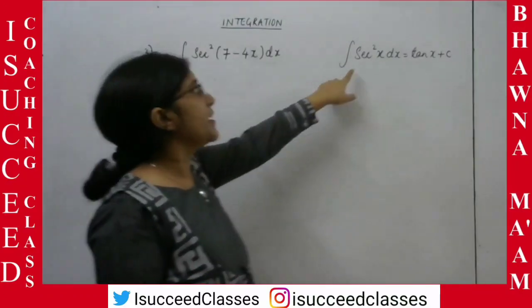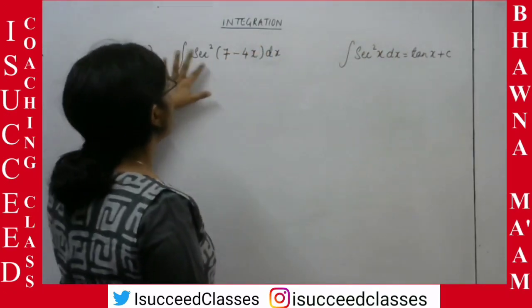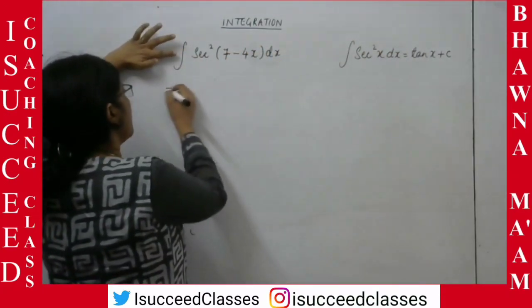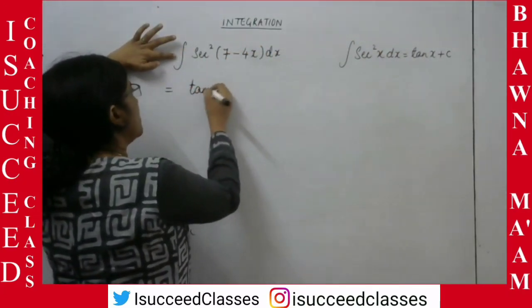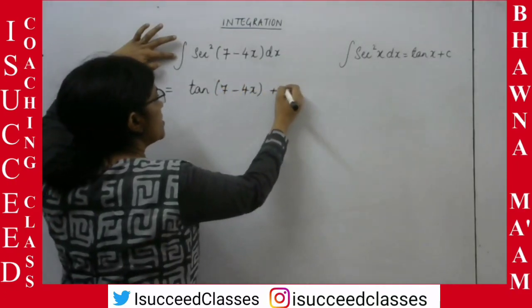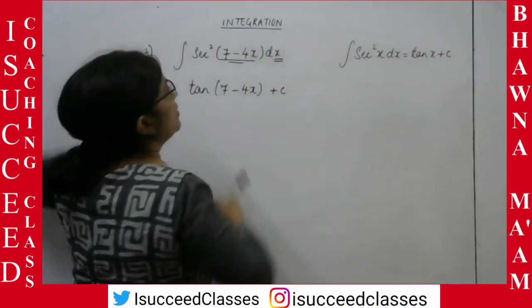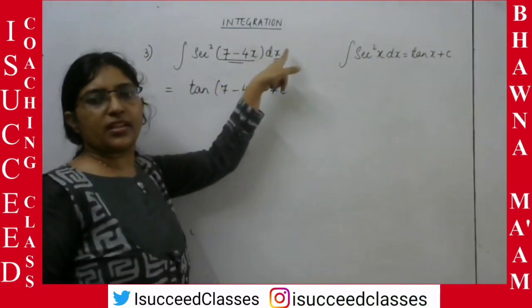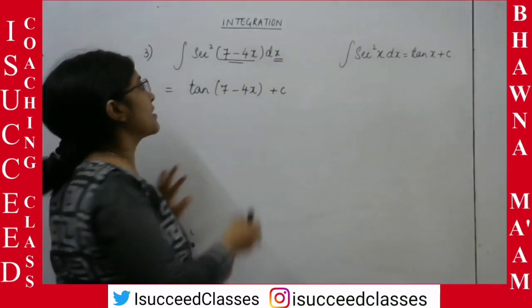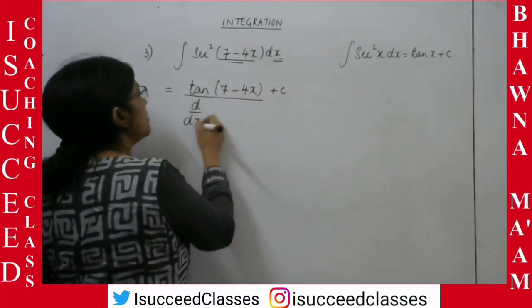We know the direct integration of sec square x is tan x plus c. So over here, if we directly apply the formula, it's going to become tan of 7 minus 4x plus c. But as we see, 7 minus 4x and x are not exactly the same. You have to differentiate it in the denominator.